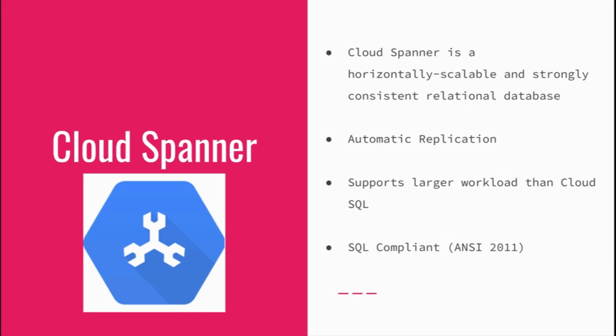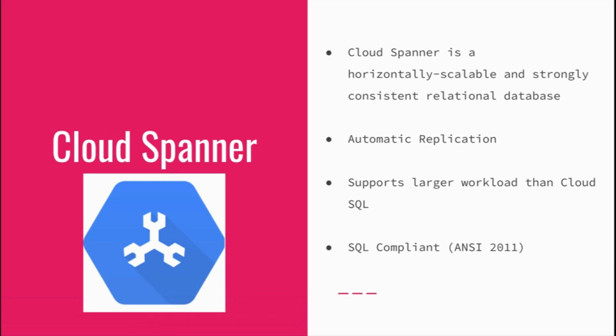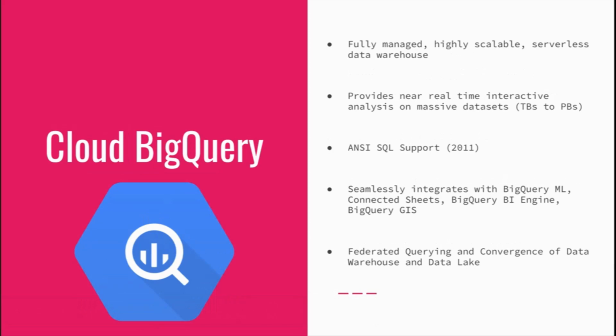At the same time, it has all the properties of your typical RDBMS. It also supports automatic replication. It supports larger workloads than Cloud SQL, and it is SQL compliant. So you will run the normal SQL queries like you run for Cloud SQL. It is also used in typical financial services, wherever your data volume is more than what Cloud SQL supports. If your data volume is just 1 terabyte or less, maybe you are fine with Cloud SQL. But if you want to support more volume, that's where Cloud Spanner comes into play.